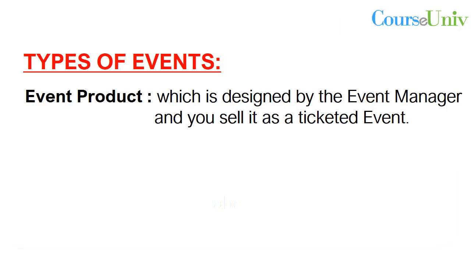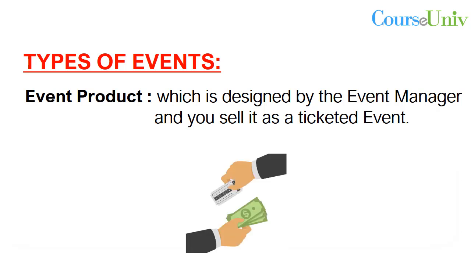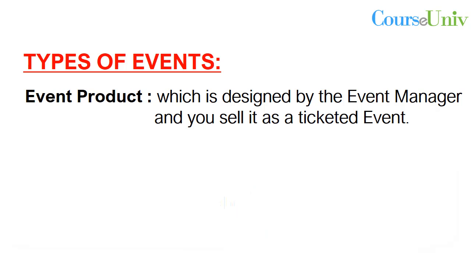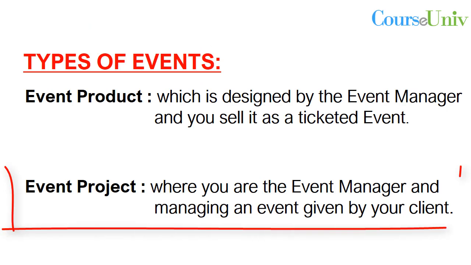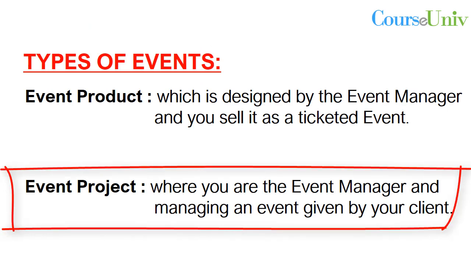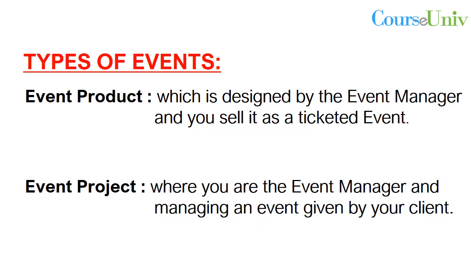An event product is something which is designed by the event manager and you have an intention to sell it as a ticketed event. So that's your product. On the other hand, we have another type of events called projects. Projects are something which are assigned to you as an official event manager by the client. The major difference is that in a project, you are doing the event with the help of the client's money. If you are planning a product, you are pumping your own money into it and then you are expecting a return on that.